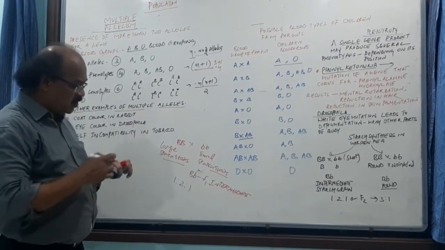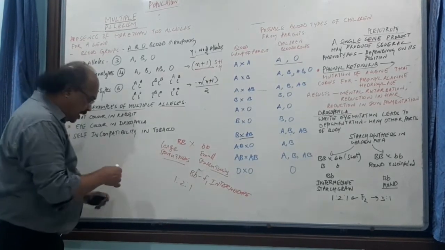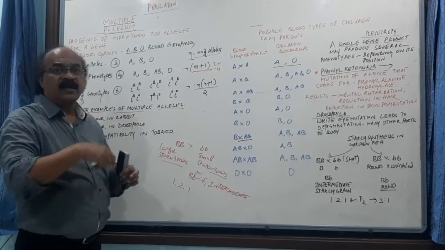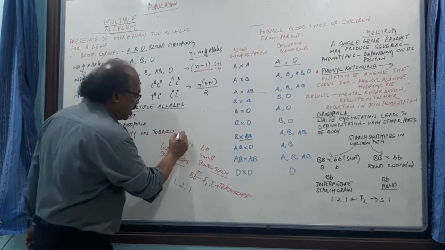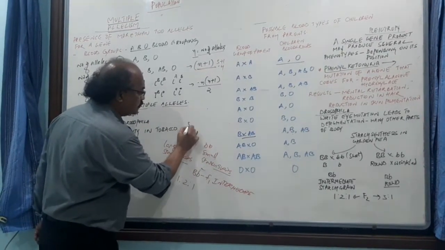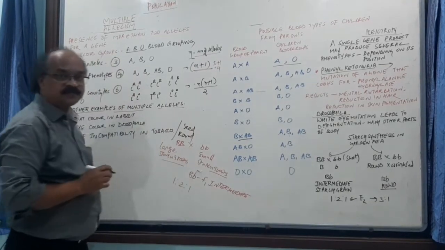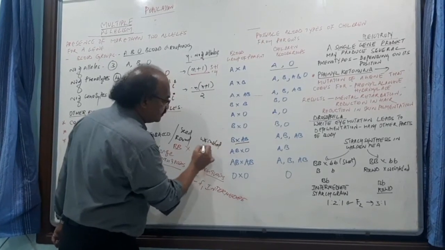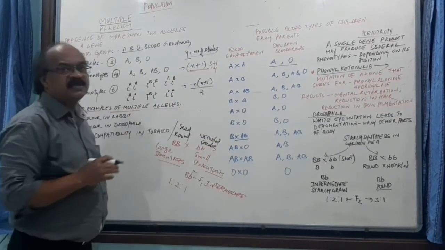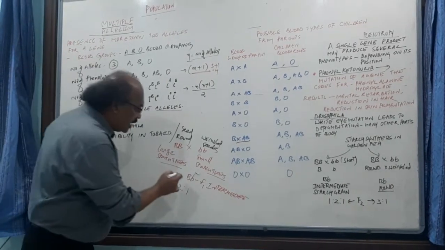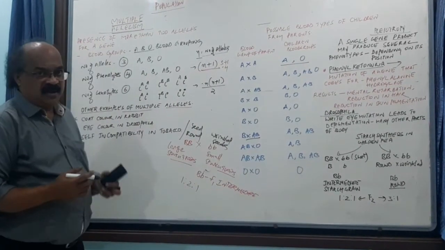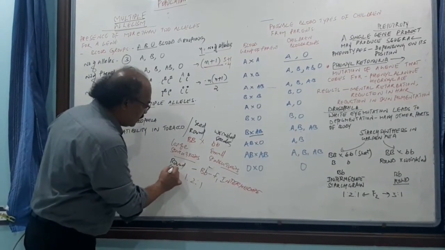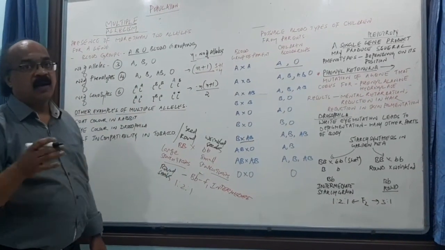Now the other part. If capital B is there, this is round seeds. The seed shape is round. Small b gives wrinkled seeds; the shape of the seeds will be wrinkled. And in capital B small b, in the F1, the seeds are round. That means it is accepting the law of dominance.